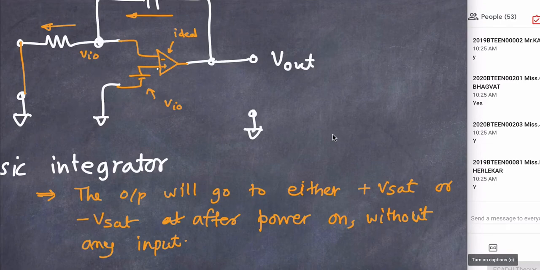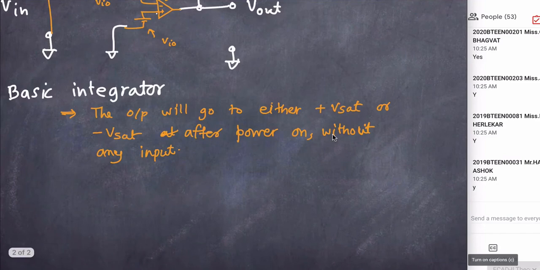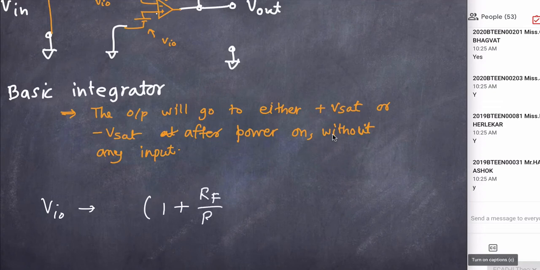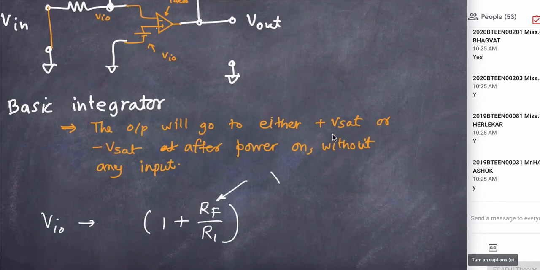Right. So this is the problem. Now, why is this happening? Because who is the culprit? Culprit is VIO. By what amount VIO is getting amplified? It should be 1 plus RF by R1. What is the value of RF? It is the capacitive reactance, that is XC.